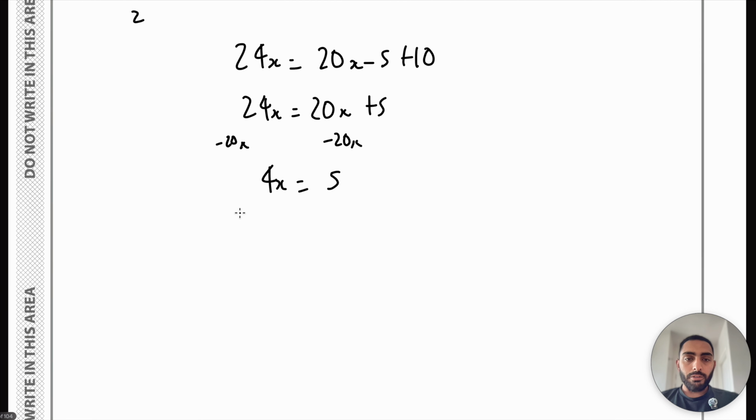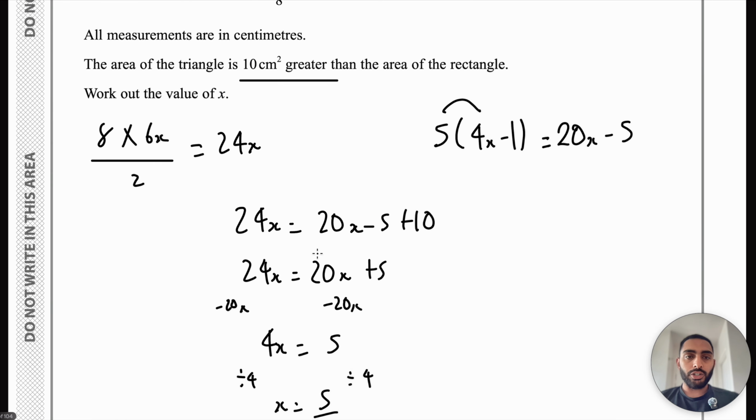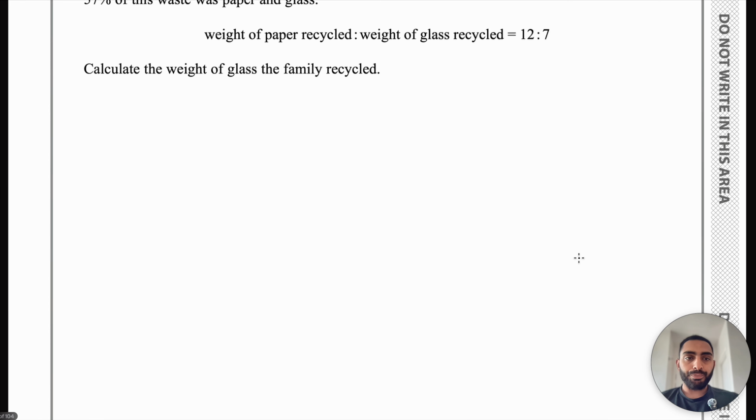X is being multiplied by 4, so I need to divide by 4 on both sides. So x is equal to 5 over 4, and you can leave it like that as a fraction. You can change it to a decimal, but it's not worth the effort. So the answer is just 5 over 4.